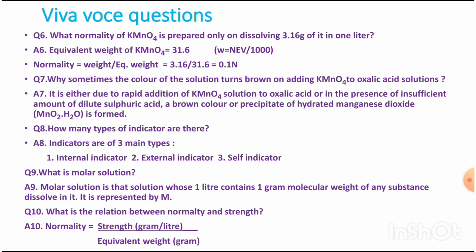Question 8. How many types of indicators are there? Answer is, indicators are of three main types: internal indicator, external indicator, self-indicator. Question 9. What is a molar solution? Answer is, a molar solution is that solution whose 1 liter contains 1 gram molecular weight of any substance dissolved in it. It is represented by capital M. Question 10. What is the relation between normality and strength? Answer is, normality is equal to strength upon equivalent weight.